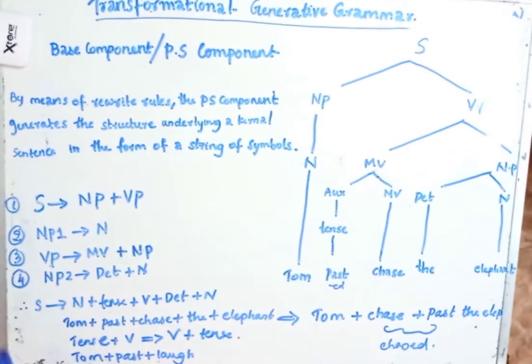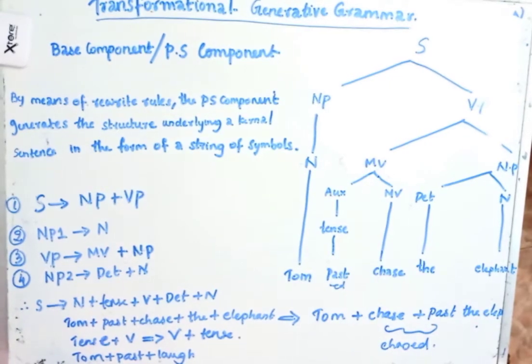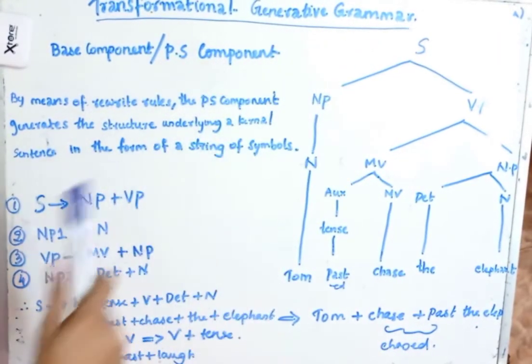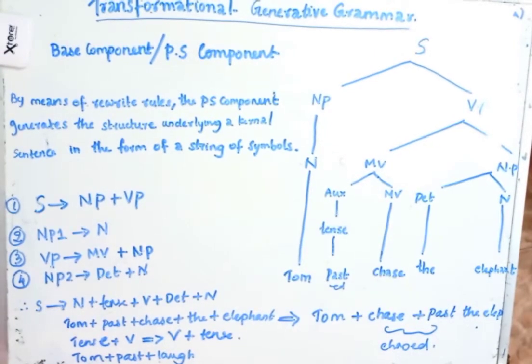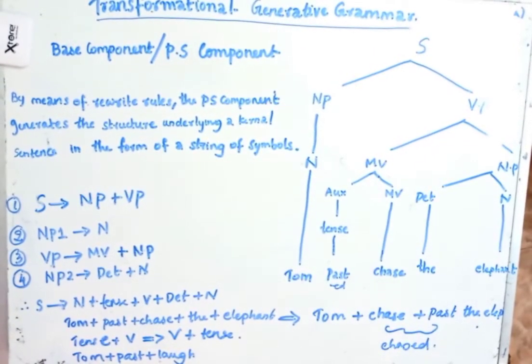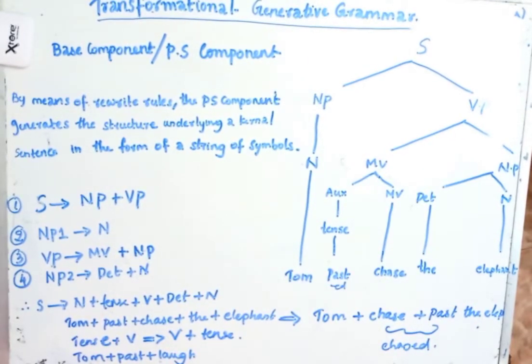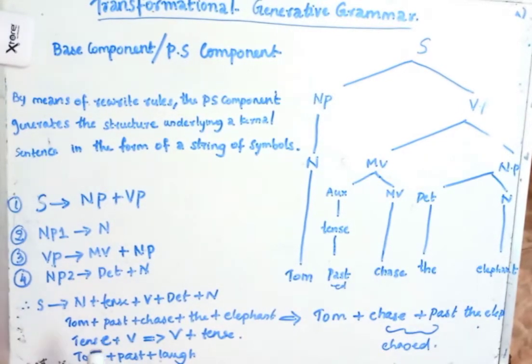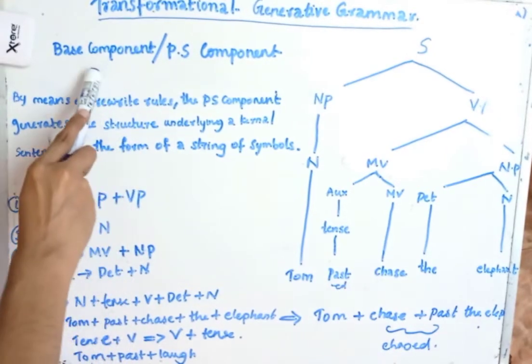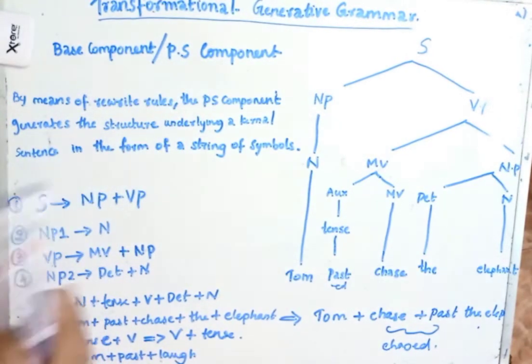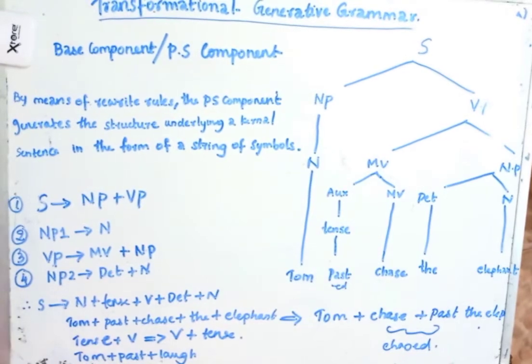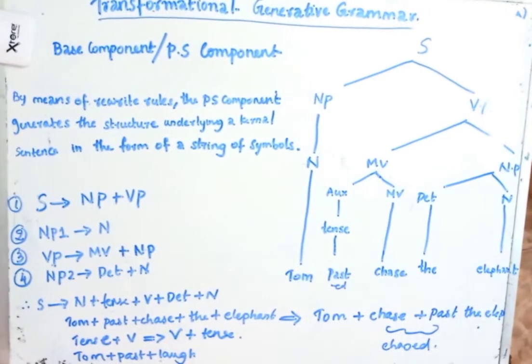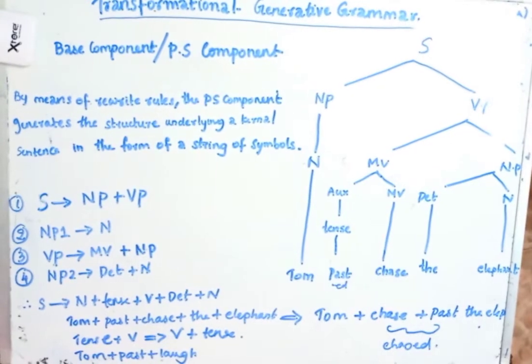Hey guys, in today's lecture, we'll be dealing with the three major components of the 1957 model of transformational generative grammar. In the previous lecture, we stopped with these three major components, so this is a continuation of it. The first one is the base component or the PS component, also known as phrase structure component. Then we have the transformational component, and finally we have the morphophonemic component.